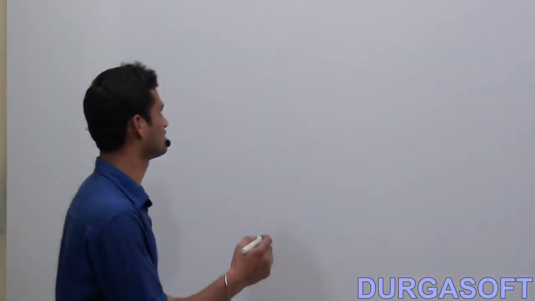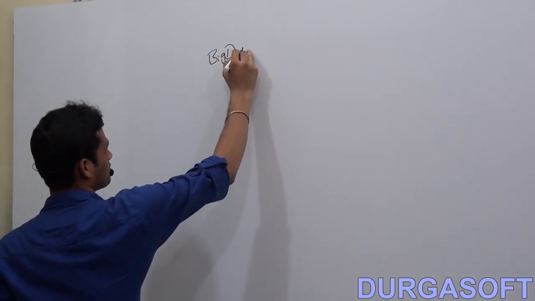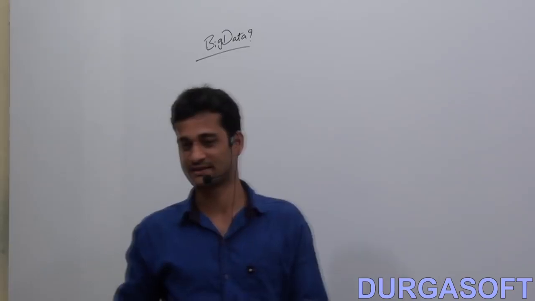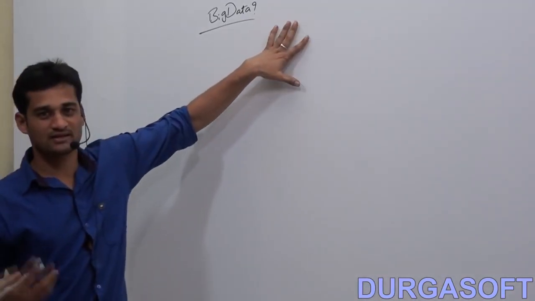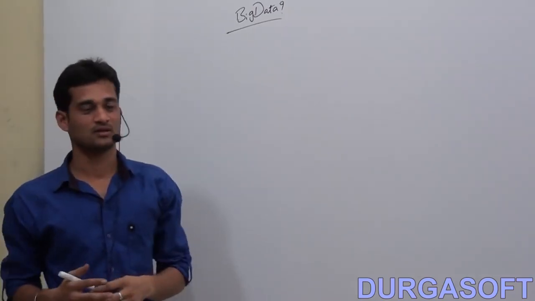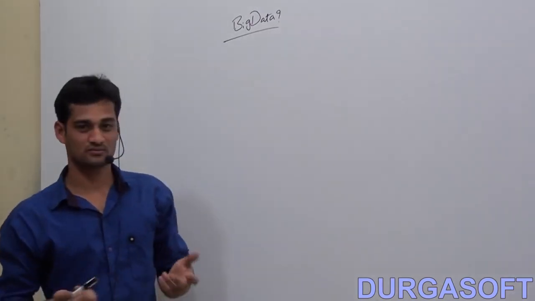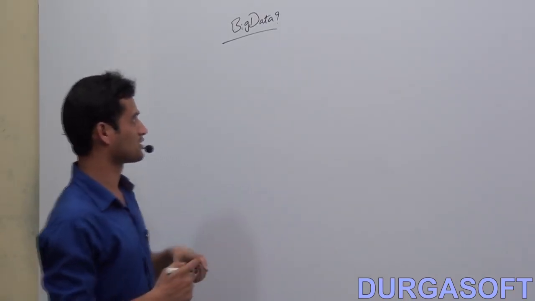Our first topic is big data. So what is big data? Let's see. Right now we are living in a data world. Everywhere we are seeing only data. So the important thing is how to store that data and how to process that data. So exactly, what is big data?